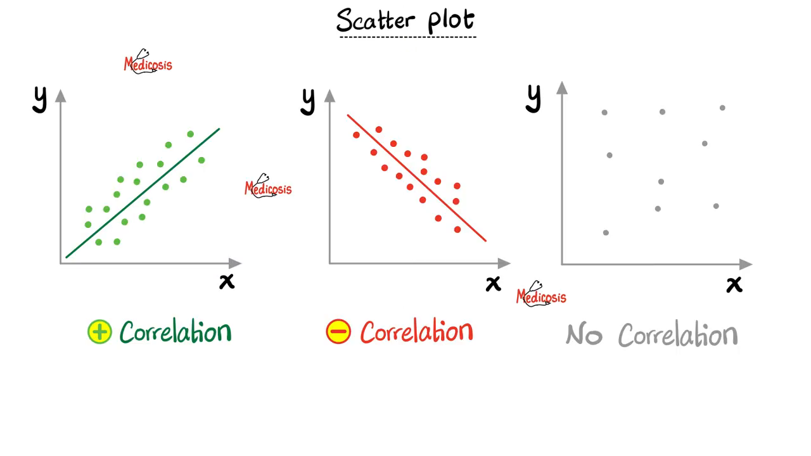Here's a scatter plot. All right, here's x, here is y. Independent variable, dependent variable. And this is a positive correlation. The greater the x, the greater the y. It's a positive correlation. How about here? Oh, the greater the x, the lesser the y. It's a negative correlation.